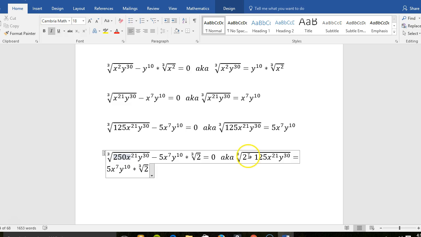But the 2 cannot come out. So for the 2, it's stuck. So I have to do times the cube root of 2. Notice there's that messy cube root that's left over, but we have to have it because that 2 could not come outside.